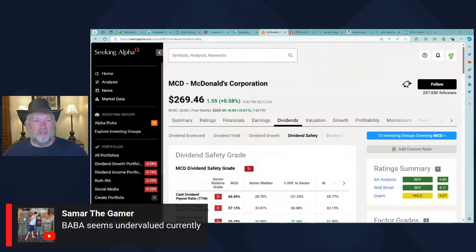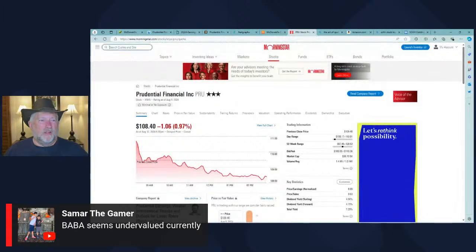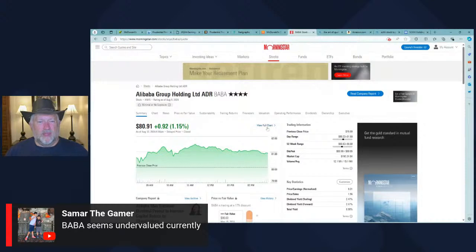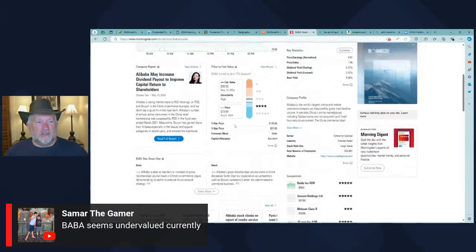Just for grins and giggles, let's see what Seeking Alpha says about Baba, Alibaba. Yeah, they say they're undervalued as well, about 17%. So if that's something you're interested in, it's certainly being traded at a fair price. So don't let the price stop you.